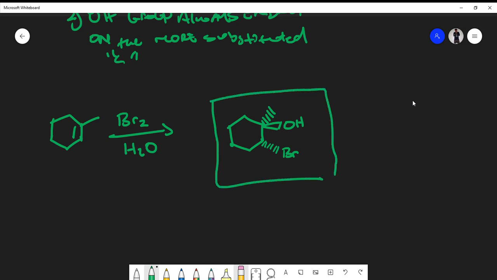Now, obviously, you could draw this the opposite way. You could have the methyl group going up and the OH group going away from you, and that would put the bromine group in the opposite direction. So in other words, this is also a correct answer. I could have the bromine group coming out at me, the OH group going away, and the methyl group coming up. Notice that we have anti-addition. Again, the OH group and the bromine group are on opposite sides, and the OH group also ends up on the more substituted carbon.